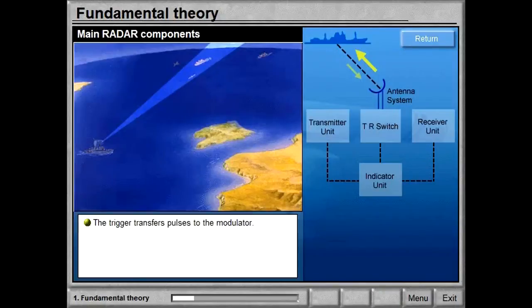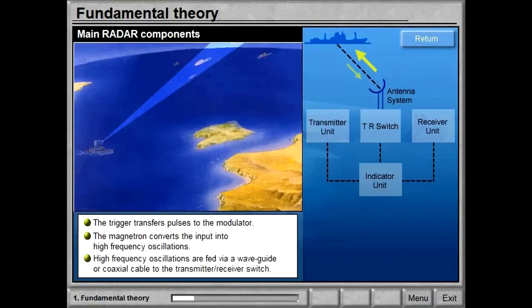The trigger transfers pulses to the modulator, which between pulses increases to a powerful voltage. These pulses are transferred to the magnetron. The magnetron converts the input into high-frequency oscillations. From the magnetron, the high-frequency oscillations are fed via a waveguide or coaxial cable to the transmitter-receiver switch.